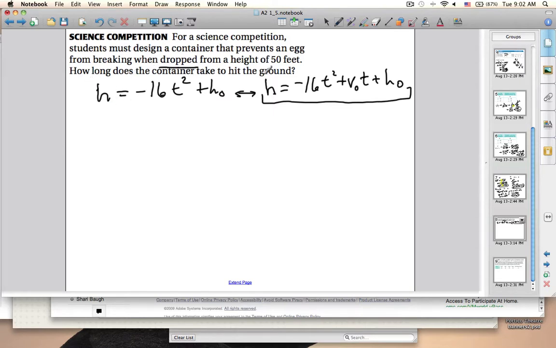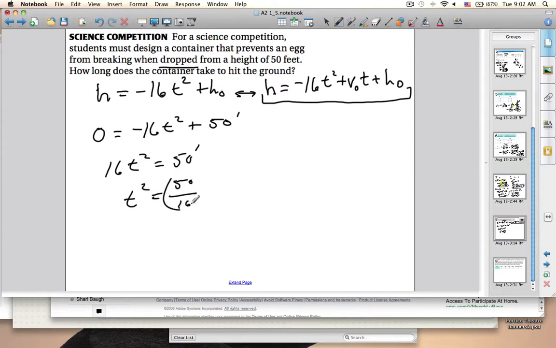Okay, so 50 feet above the ground. How long does it take the container to hit the ground? Okay, so I know that if it's hit the ground, its final height, the time I'm looking for, will have a height of 0. And its initial height is 50 feet. So if I add 16 t squared to either side, and I divide by 16, then I can take the square root of either side. So t will be equal to plus or minus the square root of 50 divided by 16.